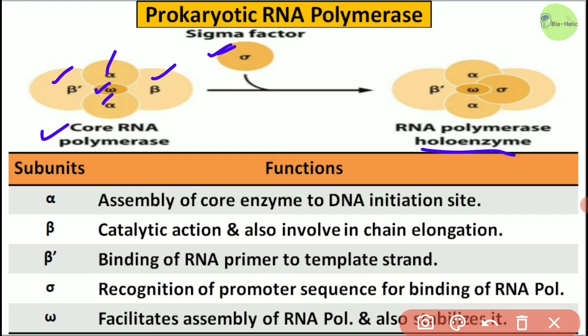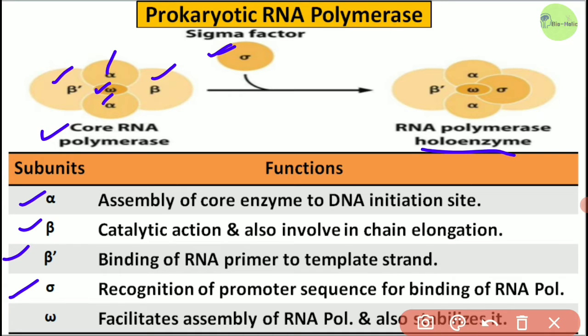So those are the functions of these subunits. Alpha subunit helps in the assembly of the core enzyme to the DNA initiation site. Beta subunit has catalytic action and is also involved in chain elongation. Beta prime helps in the binding of the RNA primer to the template strand. And the sigma factor recognizes the promoter sequence for binding of RNA polymerase, which is very important for initiation of transcription.